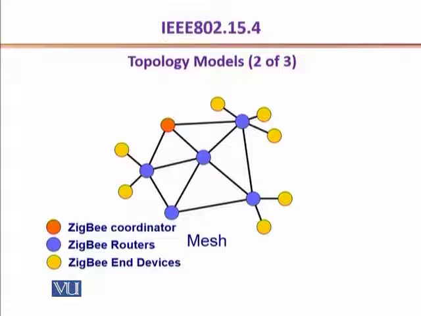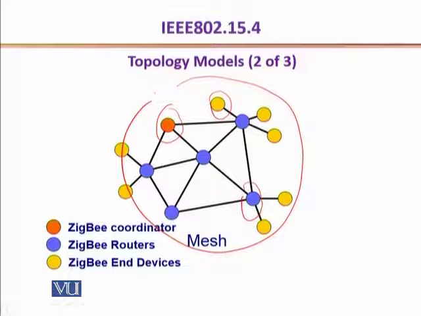Here, the mesh configuration is shown. It is basically a tree configuration with loops. What we see here is the addition of another color node, which is blue here. These blue nodes are actually governed by the coordinator here, and the end devices can be connected to the overall network either directly with the coordinator or through the routers.